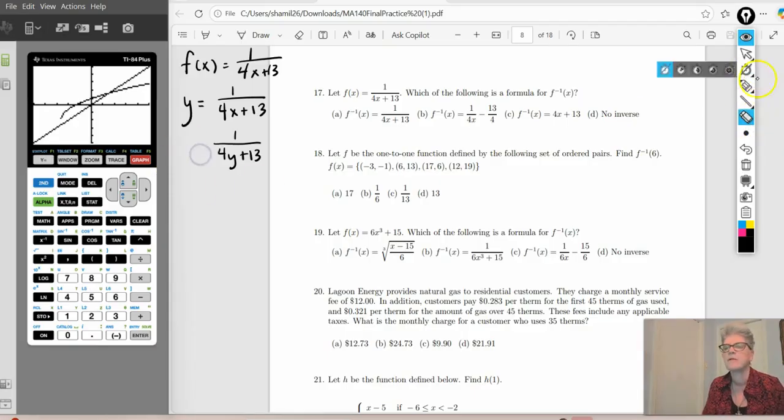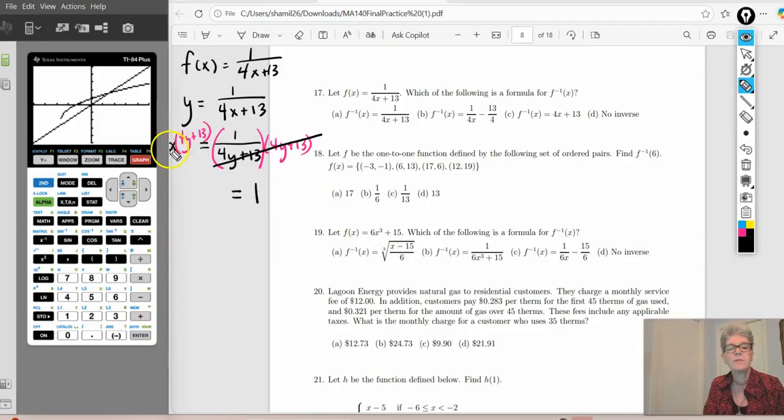And I'm going to give myself a little bit more room here. How do you get rid of the fraction? Well, you multiply both sides by whatever the denominator is. Okay, so by design, these cancel. And I'm left with a 1 there.